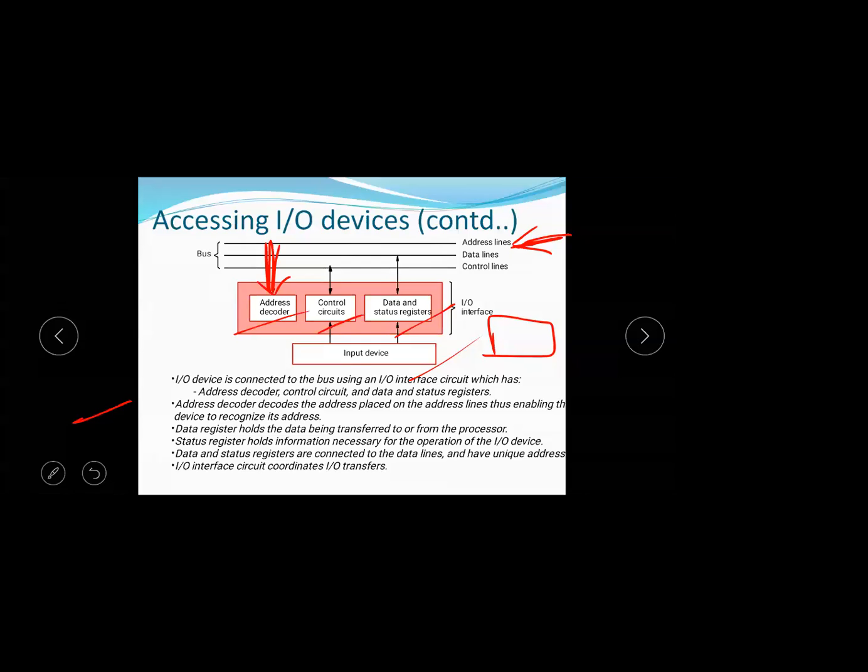The control circuits are used for the control information sent to the device. Control information sent చేయడానికి you have to use the control signal. And then read operation or write operation. For an input device we have to perform the read operation. అంటే input device keyboard ద్వారా read చేసుకుంటాం.